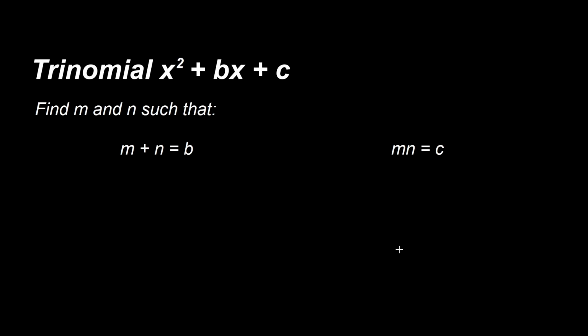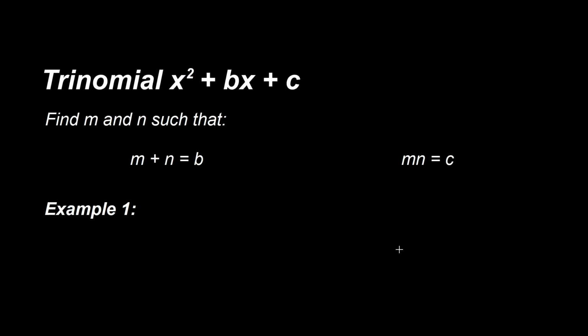So today we're going to focus on the trinomial of the form x squared plus bx plus c with a leading coefficient of 1. So here is the trick. We need to find two numbers, m and n, such that m plus n equals b and m times n equals c. Let's see the first example.